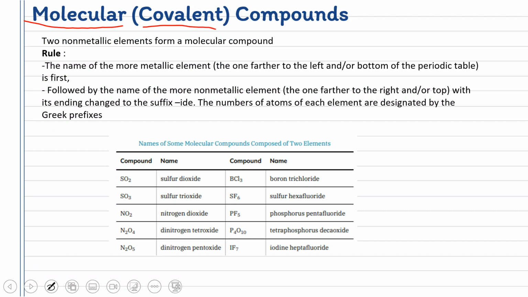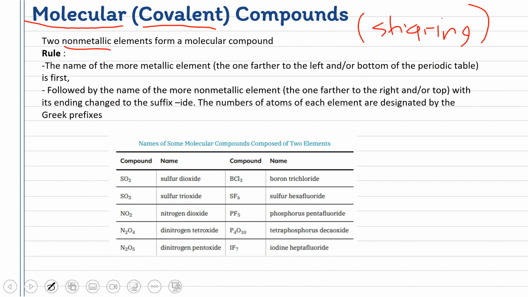If you remember from last time, covalent bonds deal with sharing. So we're sharing electrons. In covalent bonds, we're sharing electrons. Just keep that in mind. Normally in covalent bonds, we have two non-metallic elements. Remember, for ionic compounds, one is a metal and the other is a non-metal.